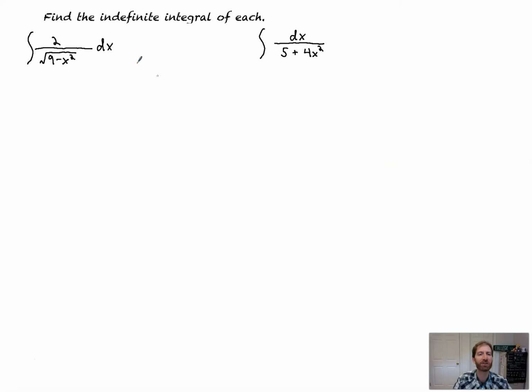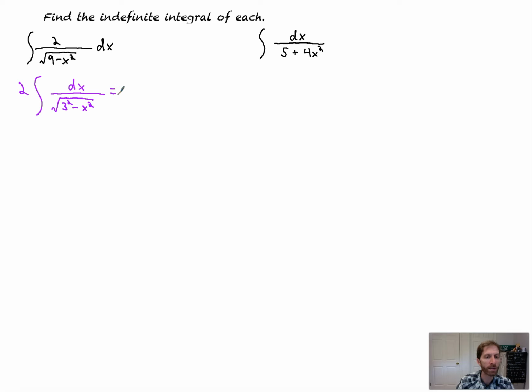All right, let's exercise them now. This says find the indefinite integral of each. We'll do 3 problems and then we'll call it a video. So with this one right here, I'm going to factor out that 2. Always factor out the coefficient. You're left with 1 dx all over the square root. And what I start to do is recognize this is a squared, so that's 3 squared minus x squared.